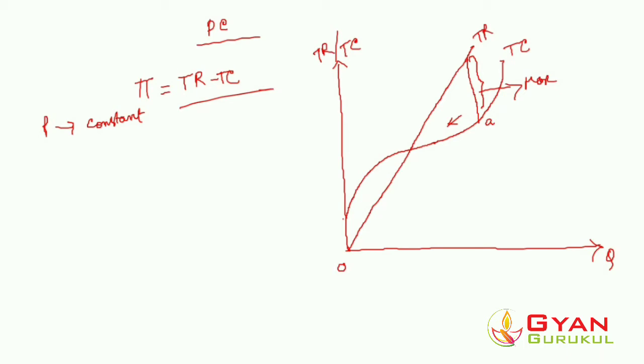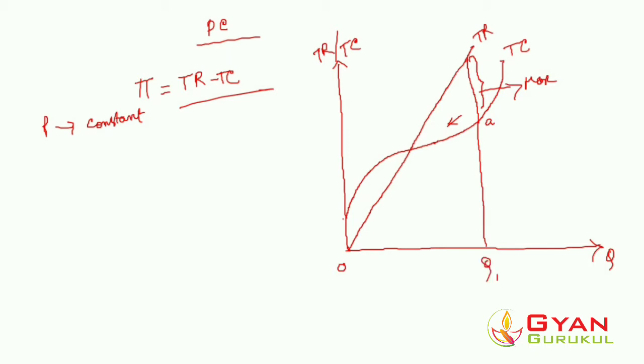And if we see towards the right of point A, then also we can see the difference is diminishing. The difference is falling. At point A, the difference is maximum, that is, the profit is maximum. Now let's say this denotes output level Q1.